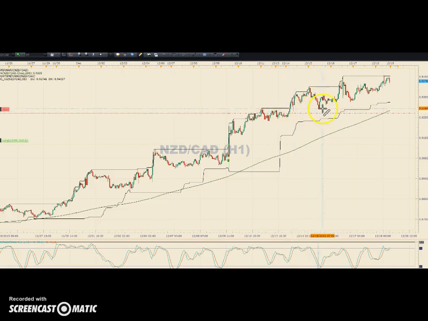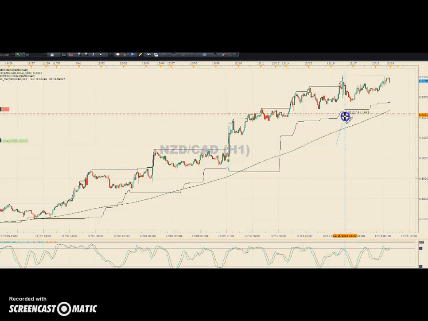The stop right now, which got trailed up, I will move this stop up in a bit. But right now, if I would get stopped out, hang on one second here. There it is.